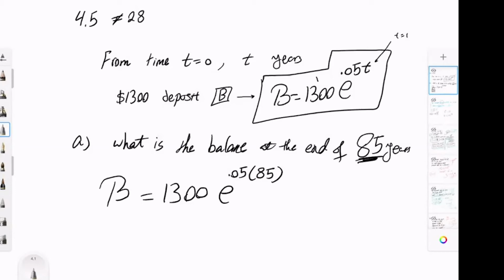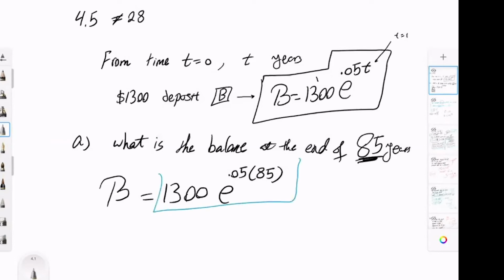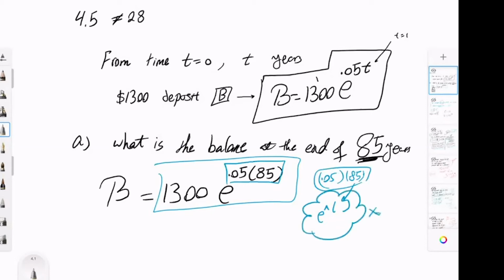Correct? You calculate this one, and I don't want you guys to lose points the way you're going to calculate it. You guys should calculate, I mean, there is an e button. You're going to calculate this first, 0.05 multiplied by 85. Whatever that is, you plug it into e to the power of this. Then whatever this is, you multiply it by 1300. You should be very careful. The way we think is different from the way a robot or the calculator calculates.